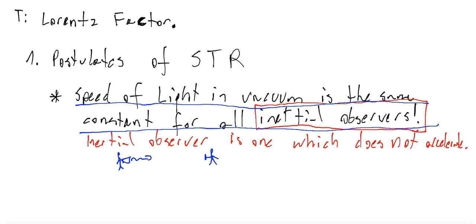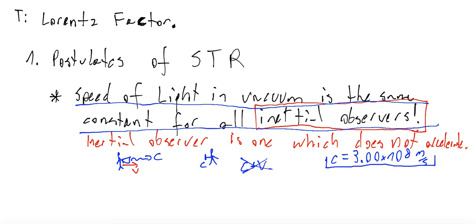Okay, if these two people are stationary, then the speed of light which is sent is c, which is equal to 3.00 times 10 to the power of 8 meters per second, and the speed of light which is received is also c. But if a person travels with speed v, then the received speed is also c. It's not like in the typical Galilean transformation, c plus v. In this case, speeds cannot be added. The speed of light is always the same, in vacuum equal to 3 times 10 to the power of 8 meters per second.